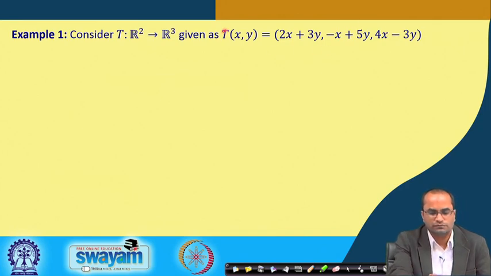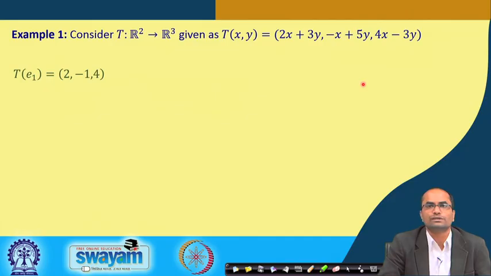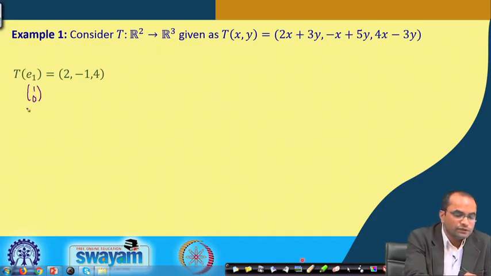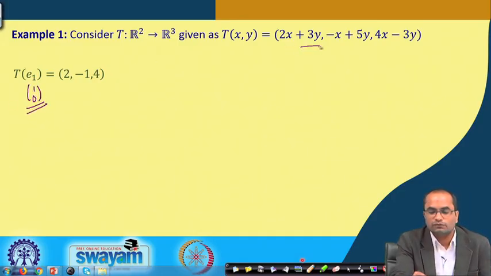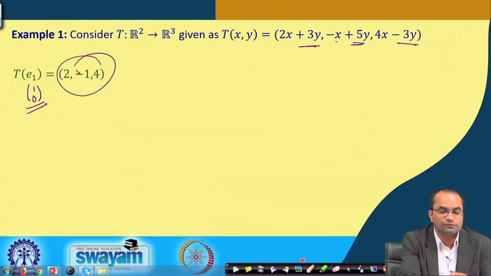This was one example which we have already discussed before. Here T(x, y) is a map from R^2 to R^3. So, this is an element from R^2 and then we are getting an element of R^3. Now how to get the corresponding matrix A? The idea was that we compute T(e1). Here e1 is nothing but (1, 0), so y will be set to 0, and we will get (2, -1, 4).